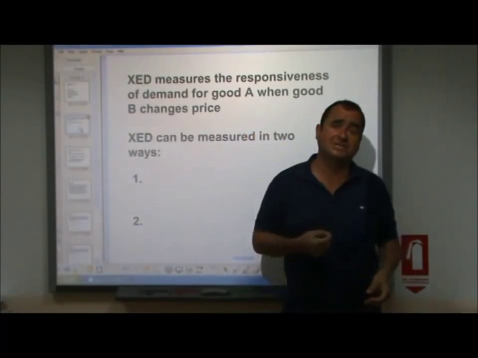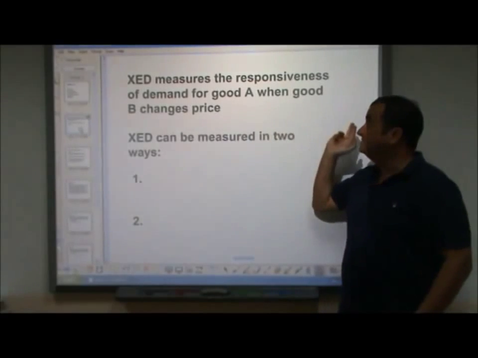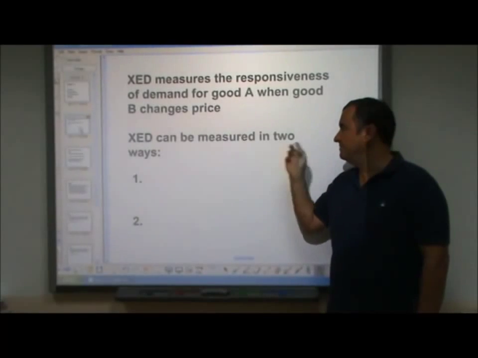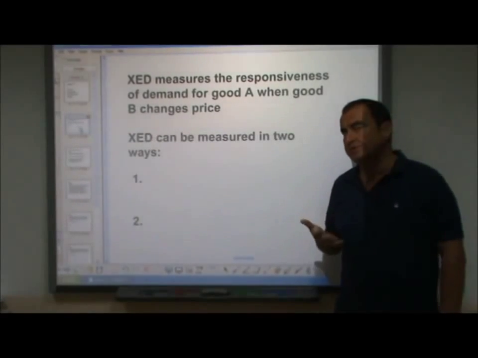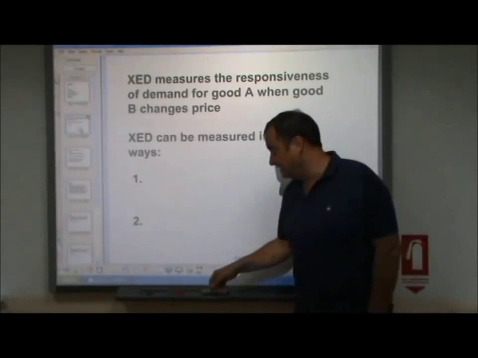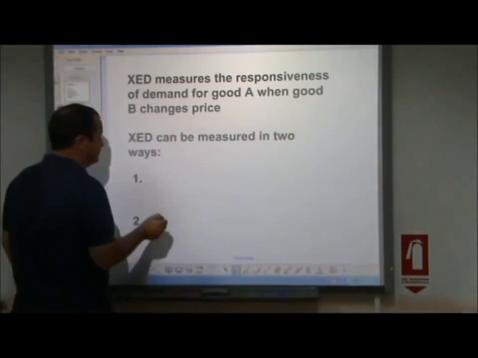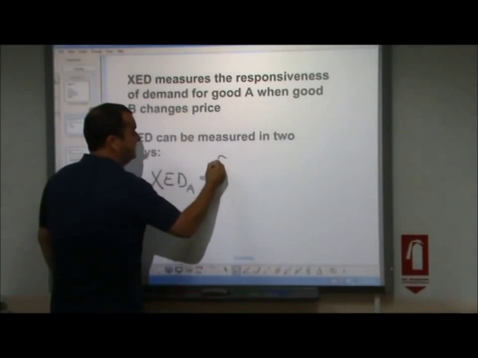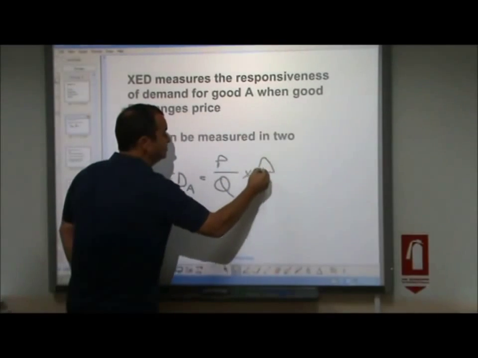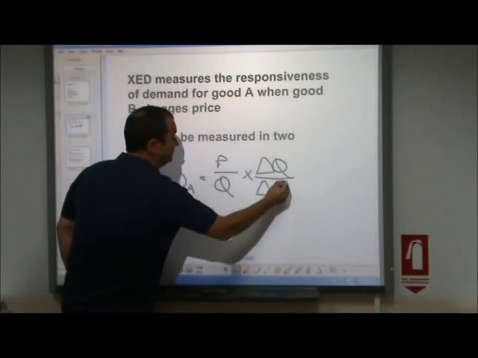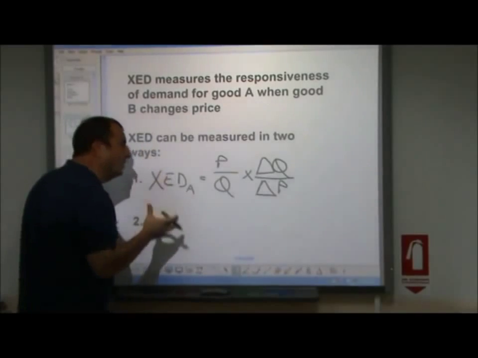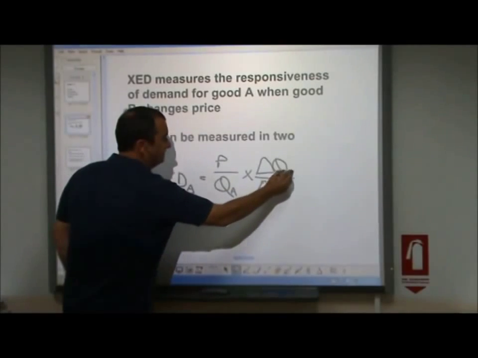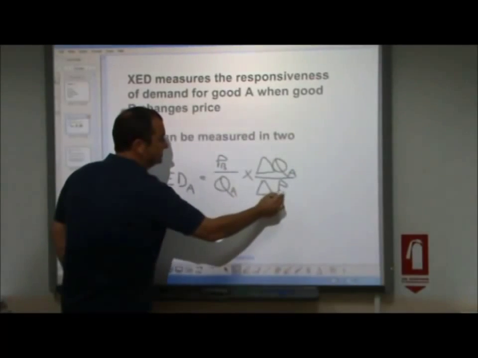So the definition of cross elasticity of demand is it measures the responsiveness of demand for good A when good B changes price. And cross elasticity of demand can be measured in two ways. There are two equations we can use to calculate cross elasticity of demand. Firstly, we can say that cross elasticity of demand for good A is P over Q times change in Q over change in P, which is exactly the same equation as with PED.